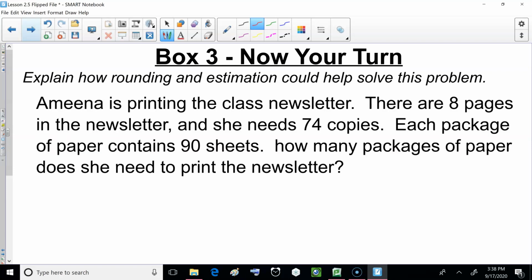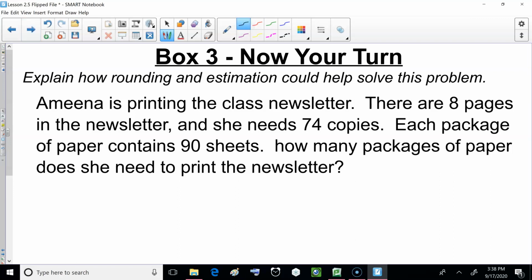So here's an estimation word problem, and rounding to see if you can solve this problem. Amani is printing the class newsletter. There are 8 pages in the newsletter and she needs 74 copies. Each package of paper contains 90 sheets. How many packages of paper does she need to print her newsletter?